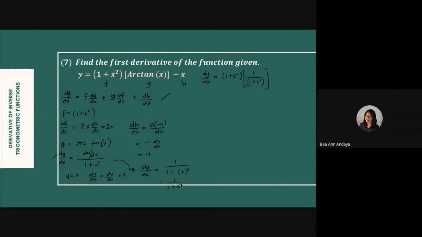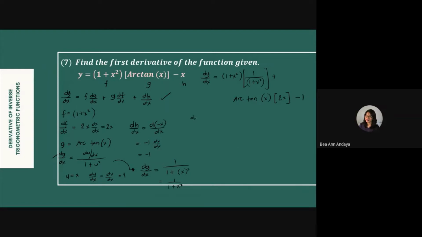From that, mag-add tayo ng g and the derivative of f with respect to x. So, g now is the arctangent. So, ilagay ko na lang dito sa baba. Arctangent of x. And then, the derivative of f is simply 2x. So, lagay natin dito 2x. And finally, is to add the derivative of h with respect to x. And that is negative 1. So, negative 1.